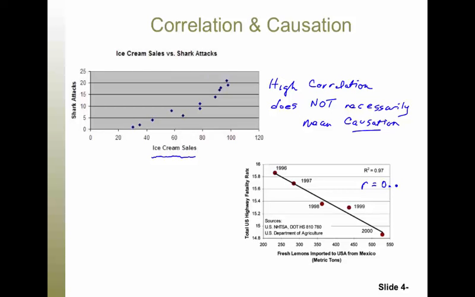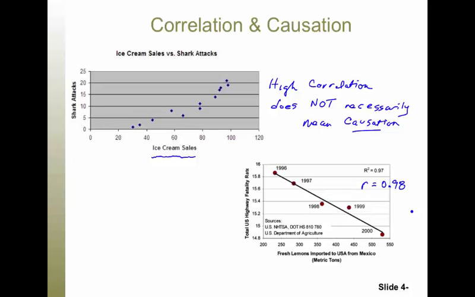Point what? Go ahead. 0.98. Very, very high correlation between lemon imports from Mexico and total U.S. highway fatalities. Okay?